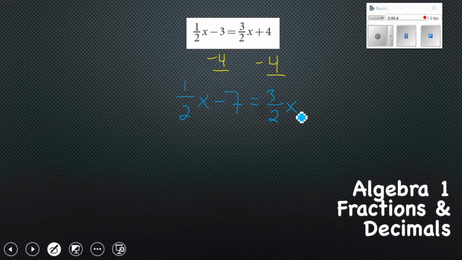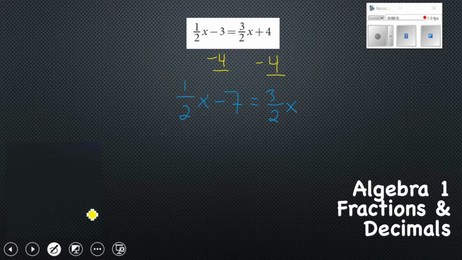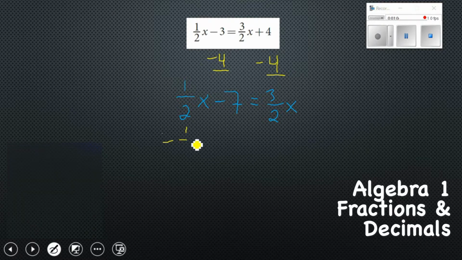Okay, at this stage, I have at least all my numbers on one side. I still have variables on both sides, so I'm going to have to move the fractions, and in this case, we're going to move 1/2 x from both sides. And so we're going to subtract 1/2 x. I'm going to do that to both sides, of course, and then we'll rewrite the equation.